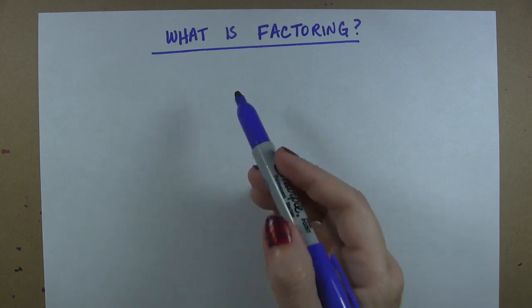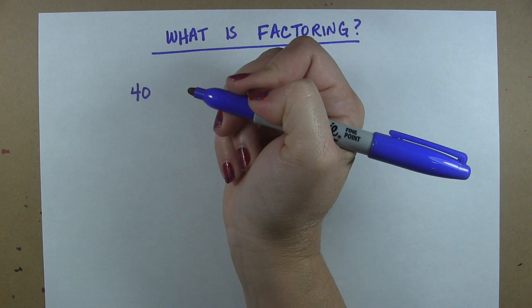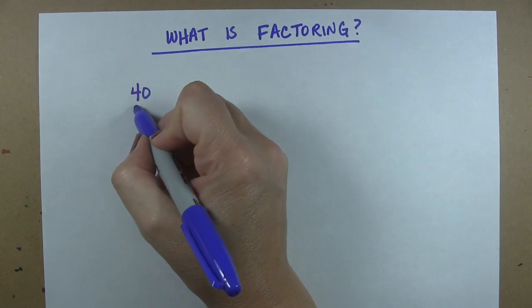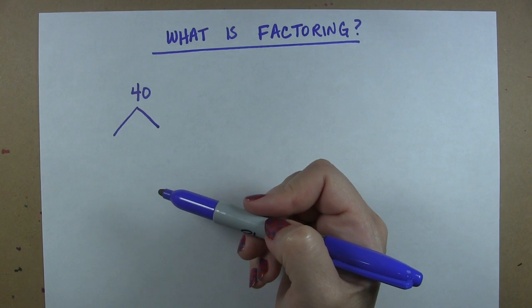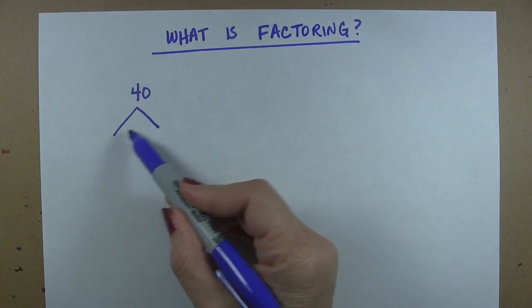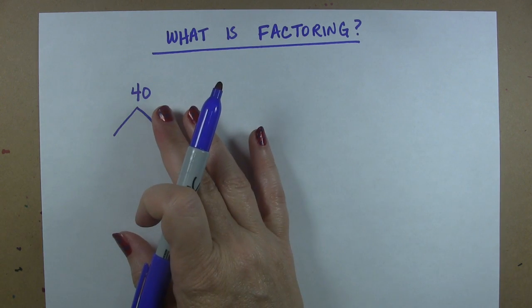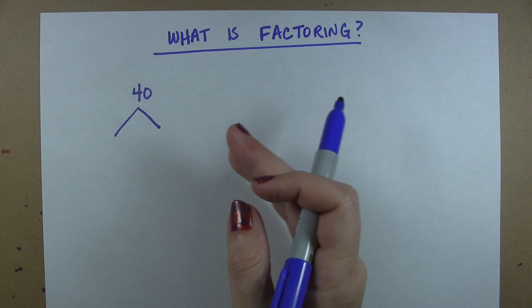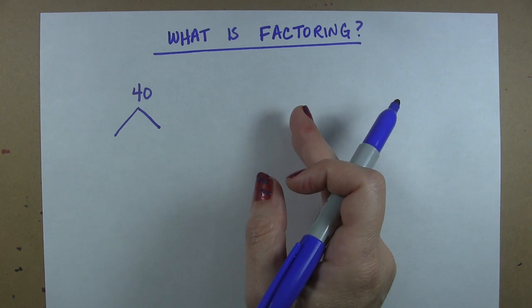Now I'm guessing that most of you know what factoring is, but if not, that's okay because I bet you're going to be able to catch on pretty quickly. So here we have the number 40, and what we want to do is factor it. In other words, we want to break it down into parts that you could multiply together to make 40. So, can you think of two numbers that you could multiply together to make 40?